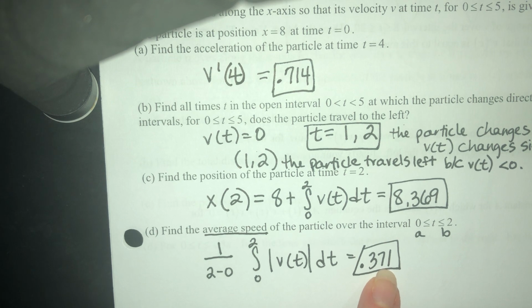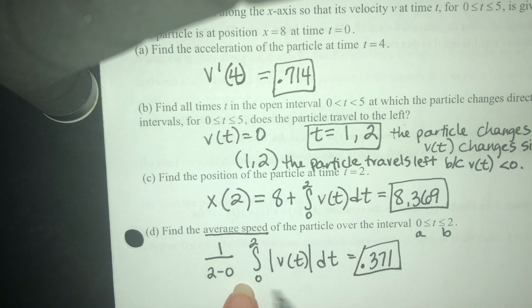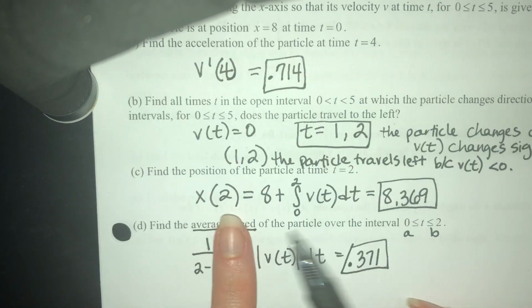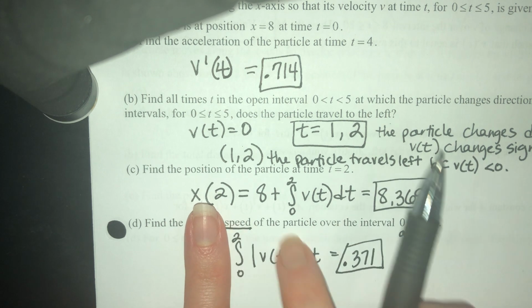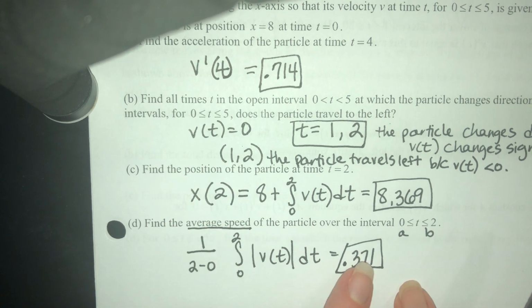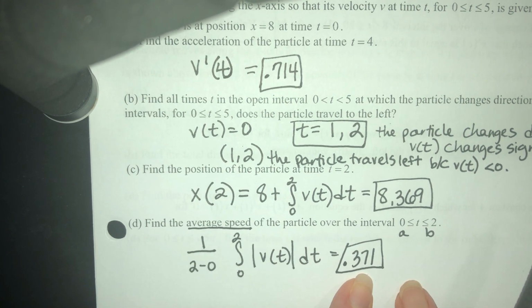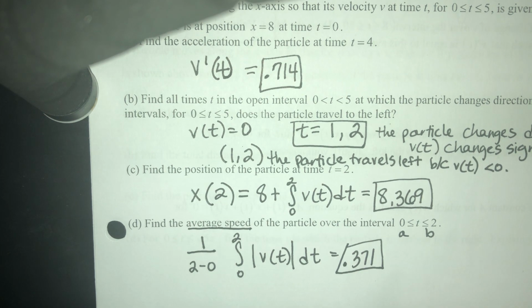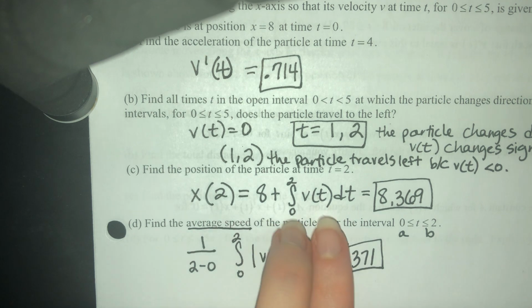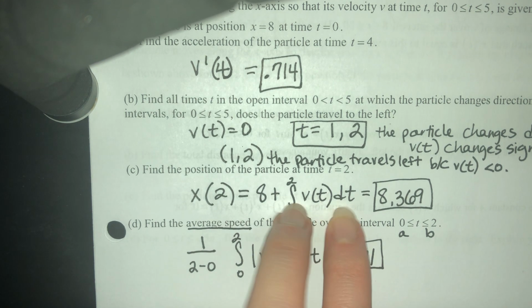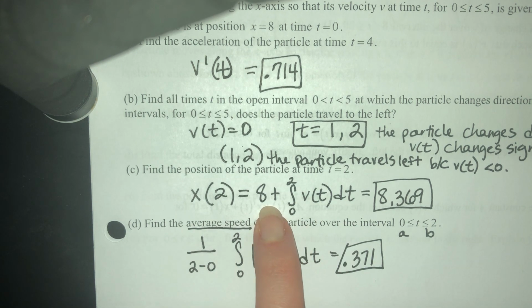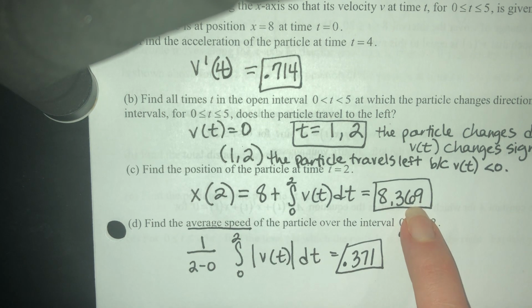And this part is worth 2 points, 1 point for the integral. So when it says the integral, that's including the limits and the integrand, and 1 point for the answer. Did I go over the points on part C? I don't think I did. So on part C, it was worth 3 points. It was 1 point for the integral, 1 point for the initial condition, which means the +8 in front of it, and then 1 point for the answer.